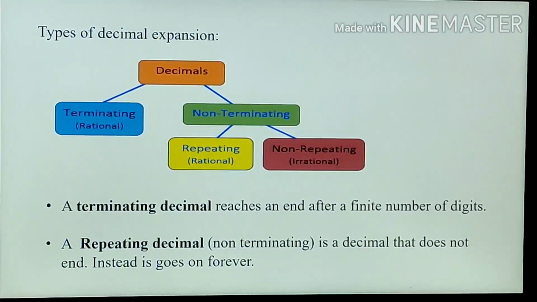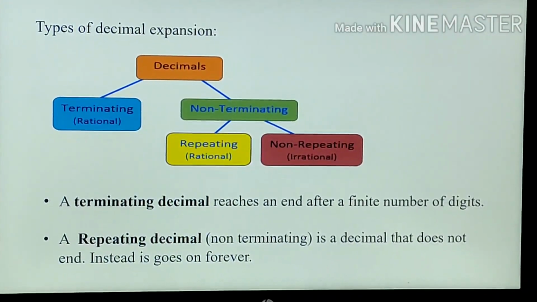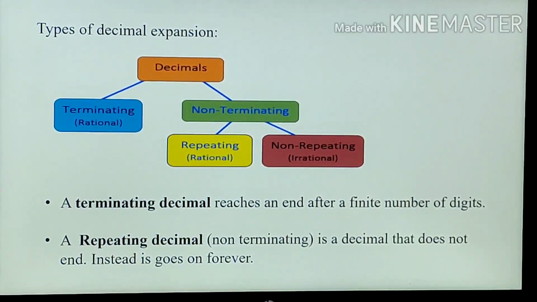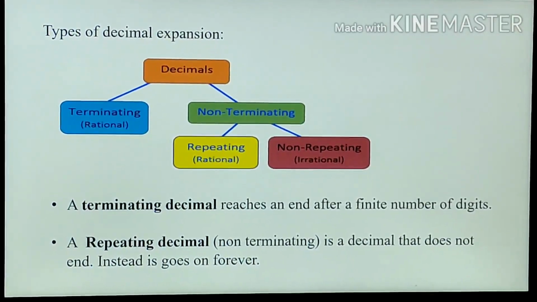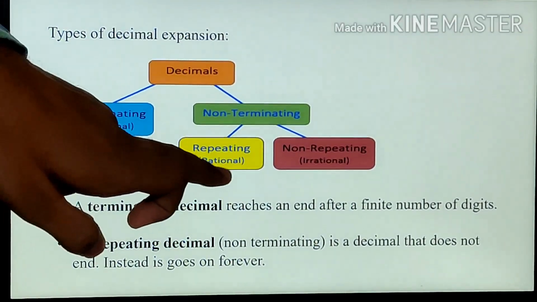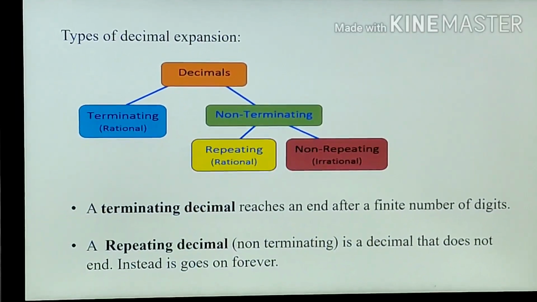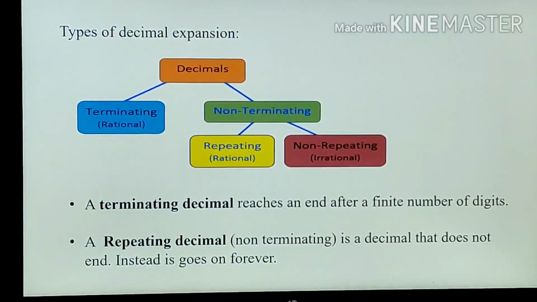Now we will study types of decimal expansion. There are two types of decimal expansion, terminating and non-terminating. In non-terminating there are two subparts, repeating and non-repeating. So non-terminating repeating and non-terminating non-repeating.